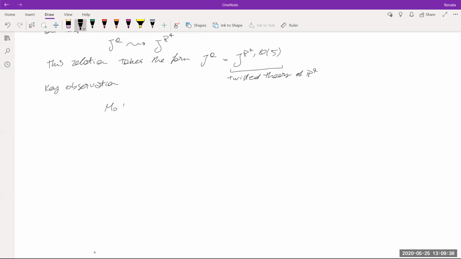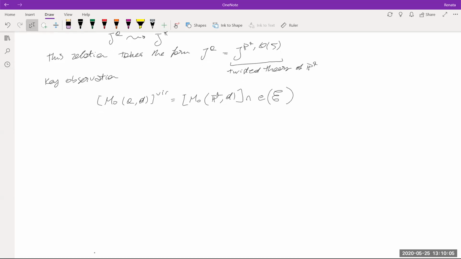So the virtual class of the moduli of stable maps to Q is equal to the class of moduli of stable maps to P4 intersected with the Euler class of some vector bundle over the moduli of stable maps to P4. And I'm going to be referring to this as the quantum Lefschetz hyperplane principle.